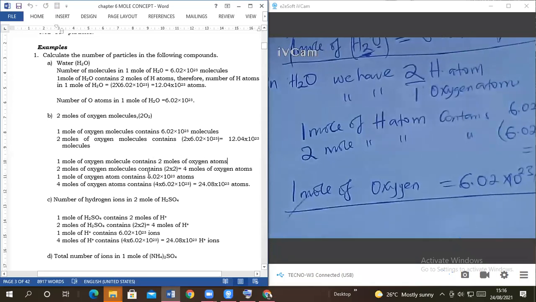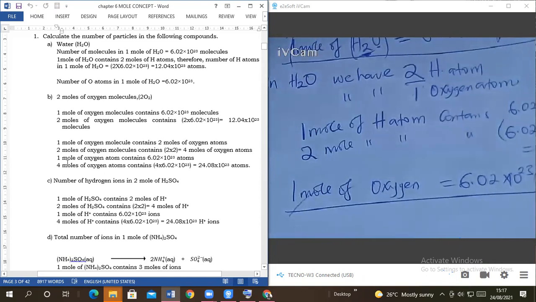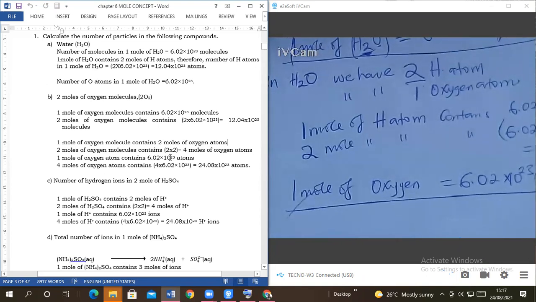Try to follow this, because from here we shall never come back to this thing again. We are going to continue deep down in the mole concept. So here they are saying 1 mole of oxygen contains this. What about 4 moles of the oxygen atom? It has this number of atoms inside.